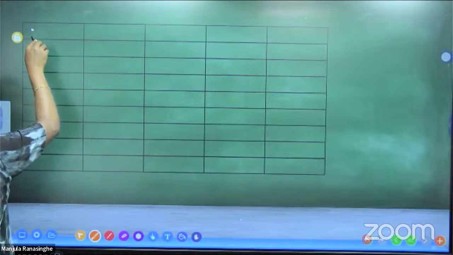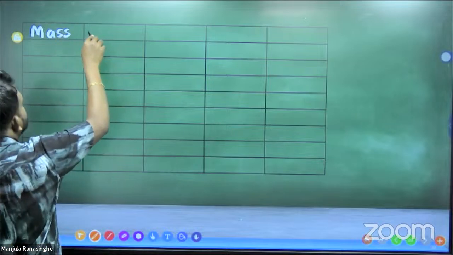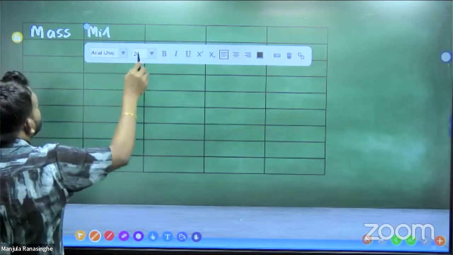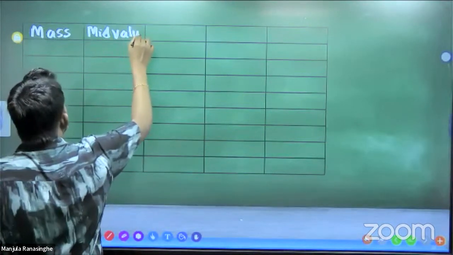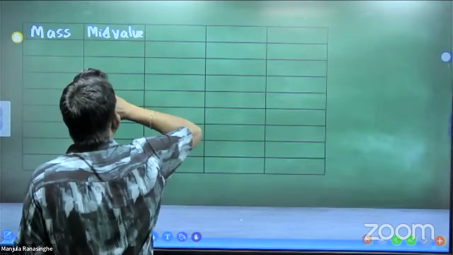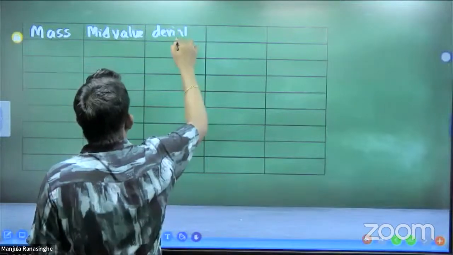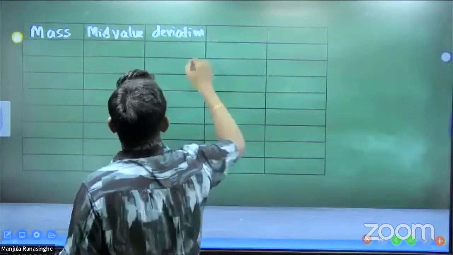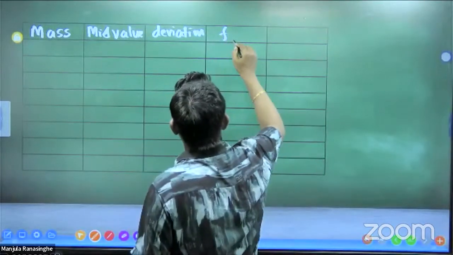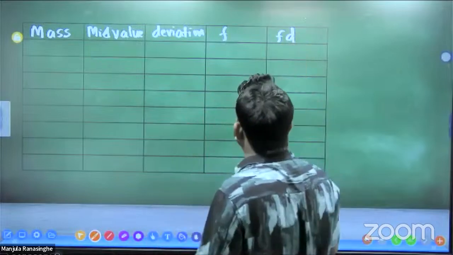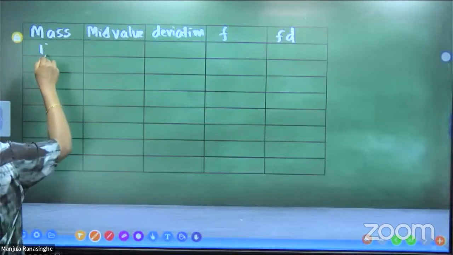This is mass. Then I write mass, then near to that the mid value. Remember the format. Near to the mid value I write the deviation. Then I have the frequency column, then the FD column. Then I write the mass 11 to 15.